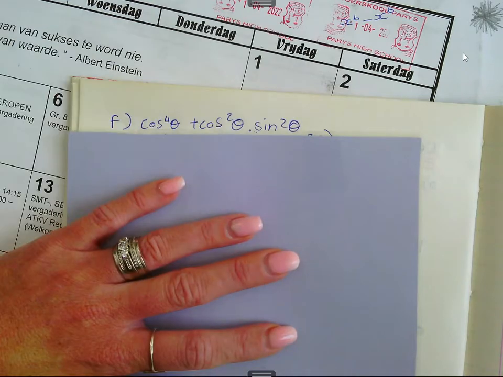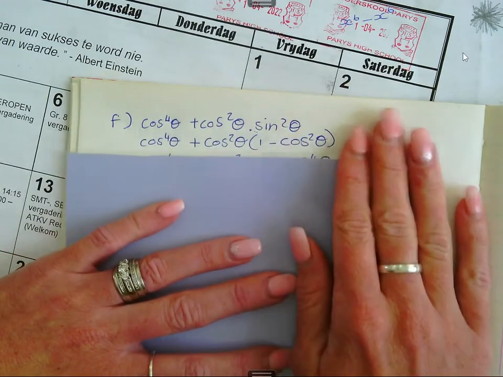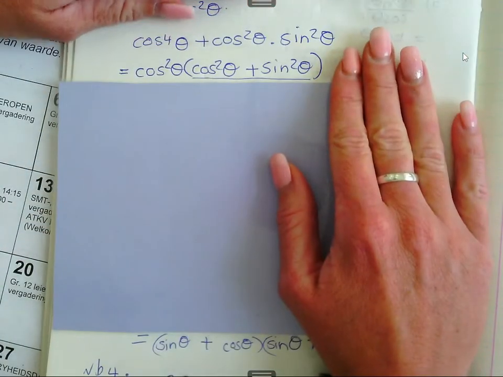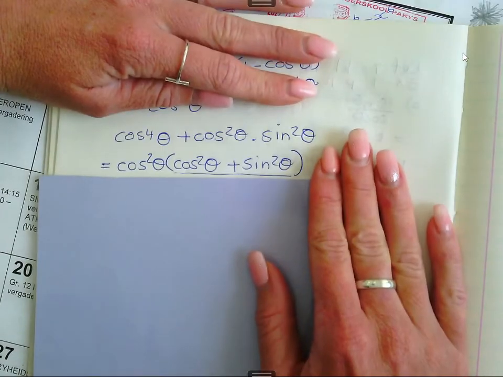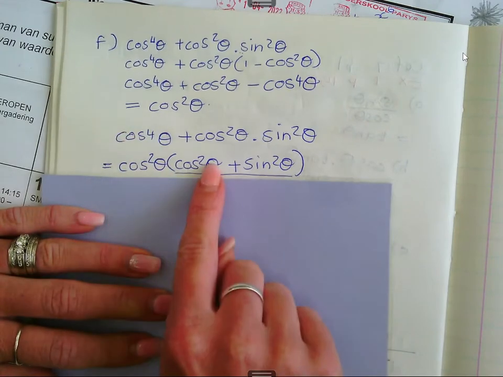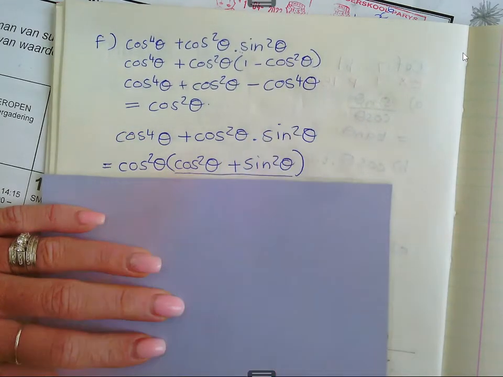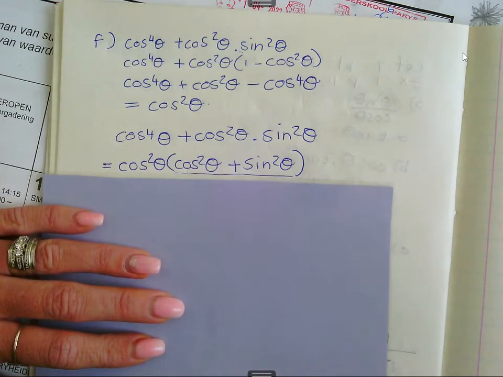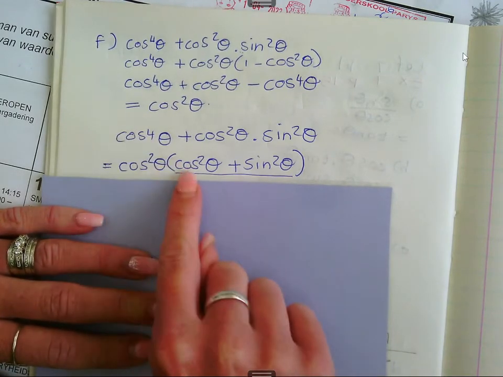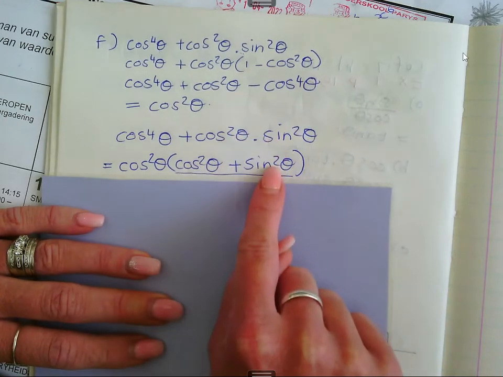So we can take out something in common. If I take out something in common, here I'd be left with cos squared theta. Here I'd be left with sin squared theta. Do you all understand what I did there? Who says no? I take out the cos squared in common. There remains a cos squared, there remains a sin squared.